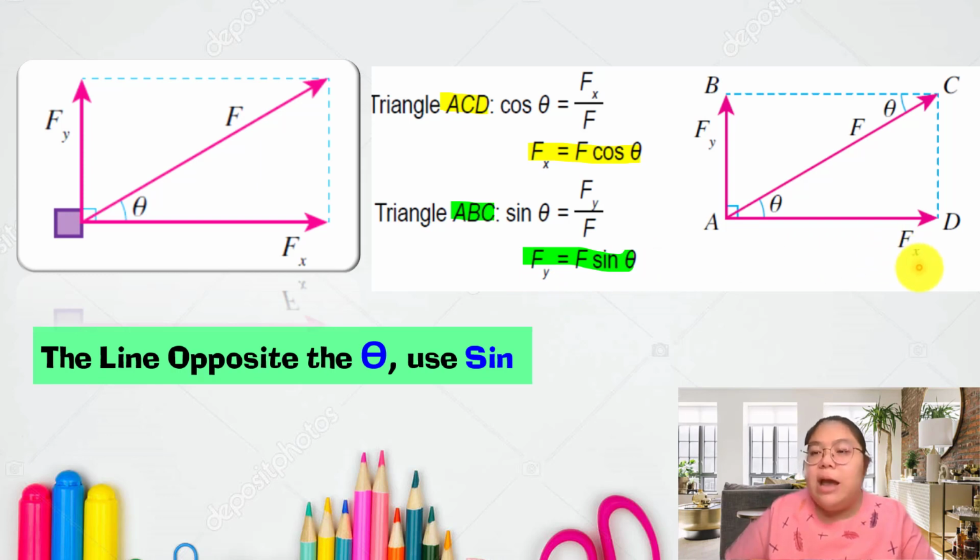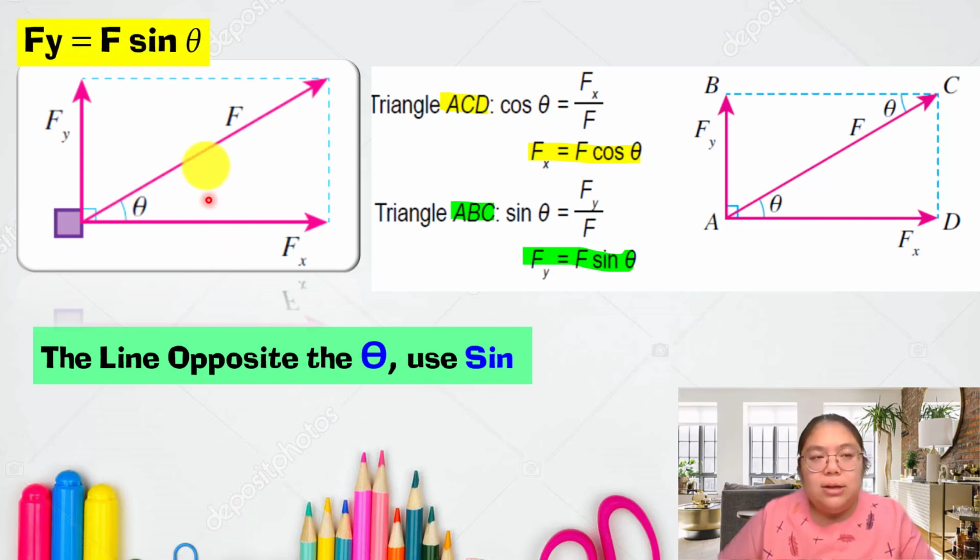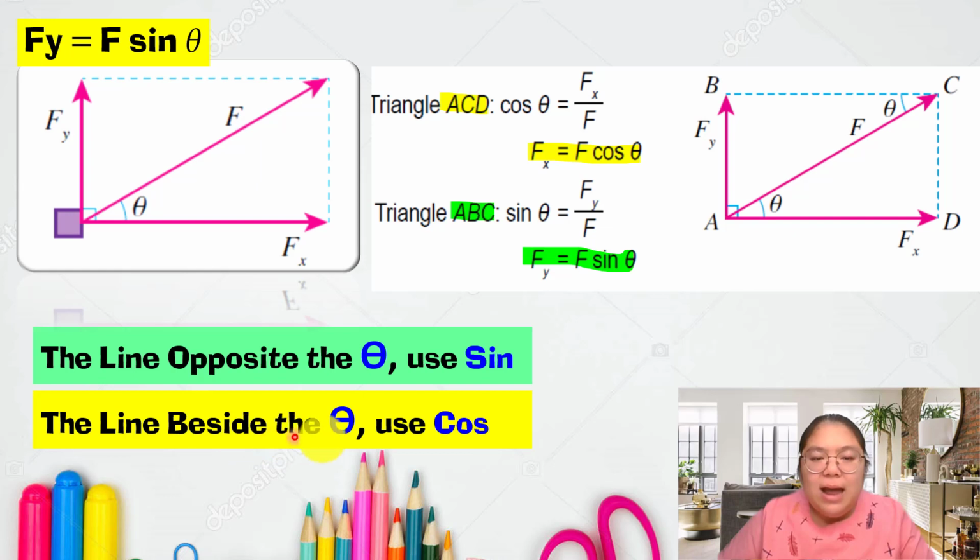Okay, how about the Fx? Just now I mentioned, opposite theta is sine. Now it's beside the angle. The line beside the theta is here, there's Fx, just beside the theta. Beside the theta we're using cos. So now I want to find the Fx, that means you need to use cos.